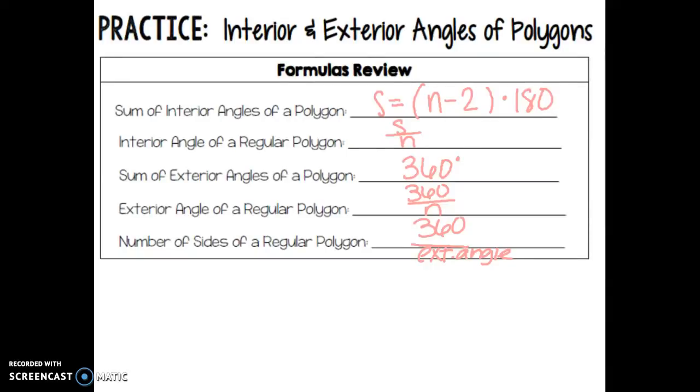Hello everyone, we will be doing interior and exterior angles of polygons, so we will just be continuing what we did yesterday. I do want you to take a second and pause this video. Go ahead, copy down these formulas. These are the formulas that you will need for the rest of this sheet. This last formula does say 360 divided by exterior angle. Go ahead and make sure you copied that down correctly.